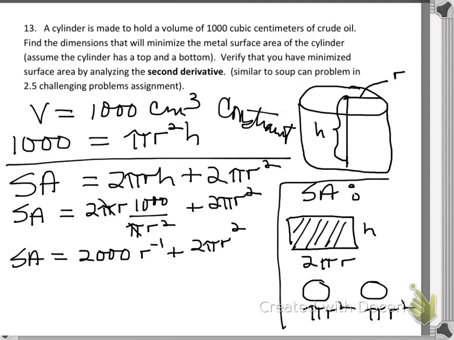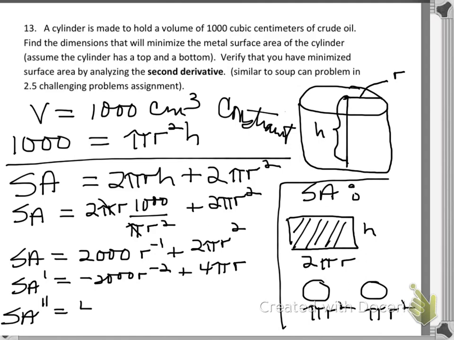So it's an optimization. I'm going to take the first derivative, and that gets me negative 2,000 r to the negative 2 plus 4 pi r. Since I know I have to do a second derivative test, I might as well go ahead and take the second derivative. So negative 2 times a negative 2,000 is a positive 4,000 r to the negative 3 plus 4 pi.